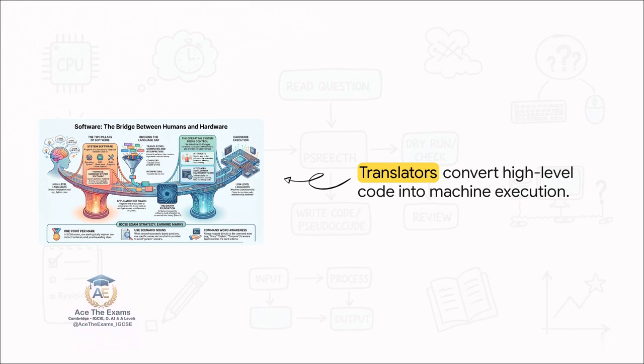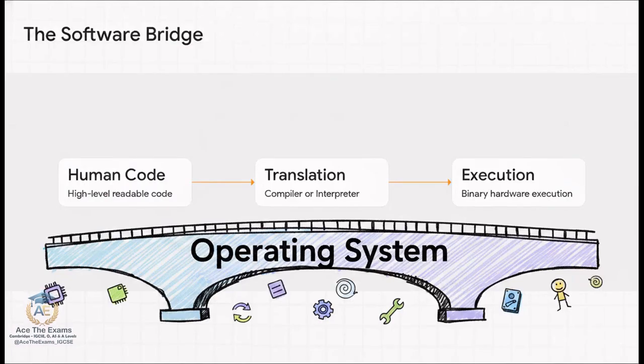To get across this bridge, our high-level code has to pass through a language gap using translators. Specifically, we're talking about compilers which translate the whole program all at once, or interpreters which translate it line by line. So the whole process flows in 3 very distinct steps. You've got high-level human code, then translation via a compiler or interpreter, and finally, binary hardware execution.